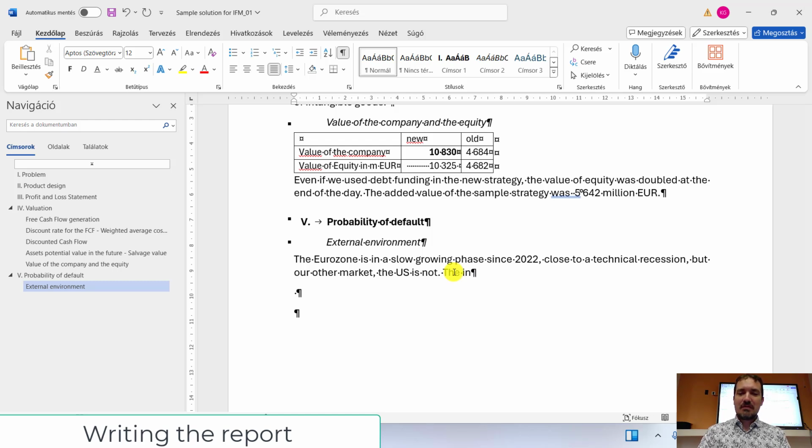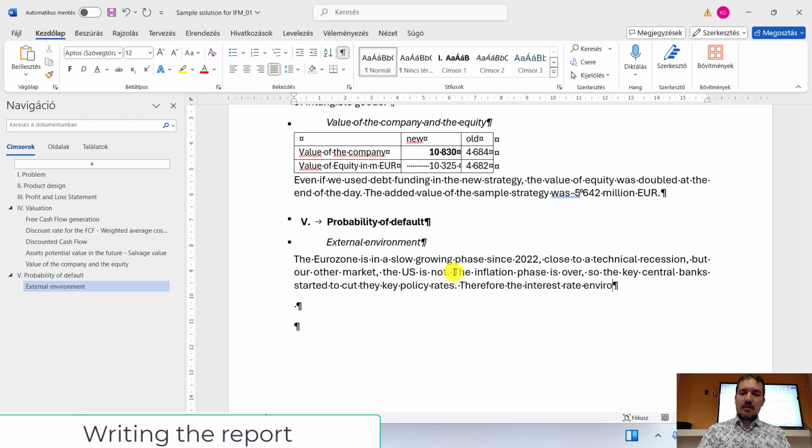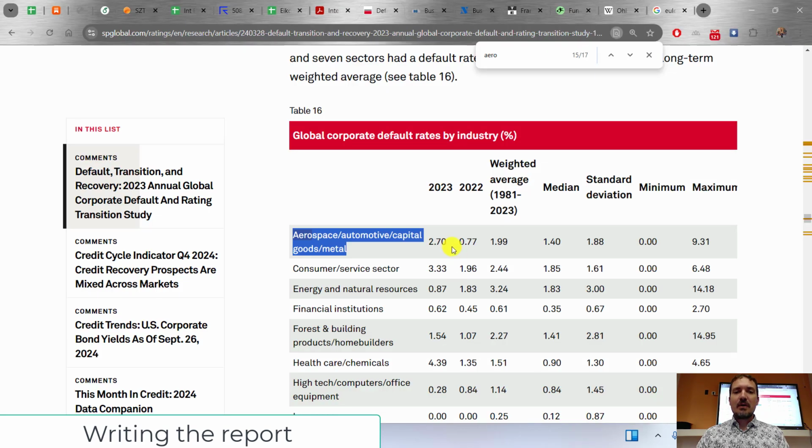High inflation, so the okay phase is over. So the key central banks started to cut their key policy rates. So the interest rate environment will be accommodative in the future, which can accelerate investments. Nice.